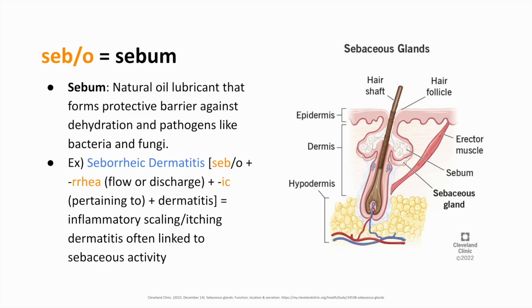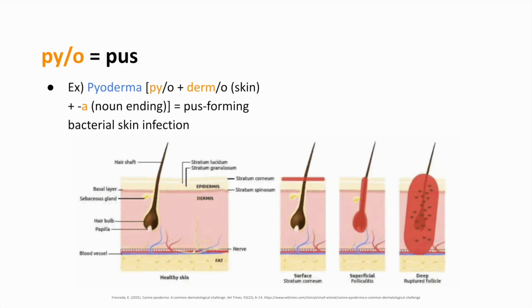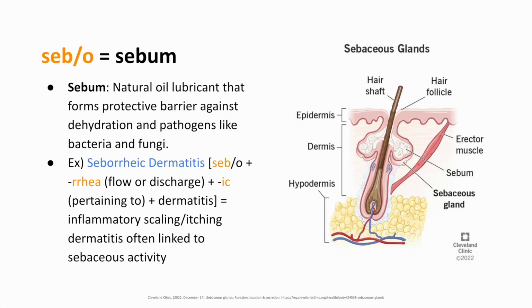Seborrheic dermatitis. Maybe I should touch this one first. So in the diagram, there are two big bulbs sticking out of the hair follicles. That's sebum, and that oil is secreted by sebaceous, am I pronouncing it right? Sebaceous gland. I think that's all right. And that sebum will then be released to the epidermis.